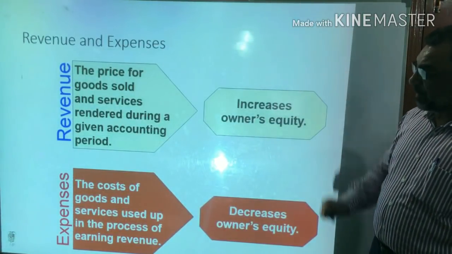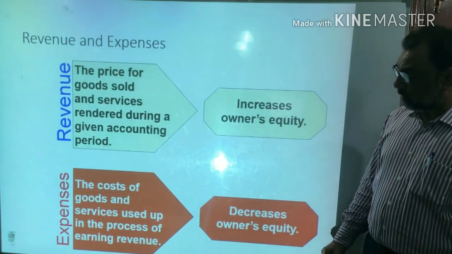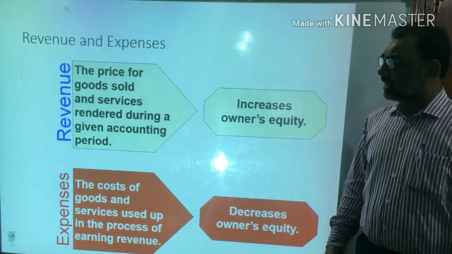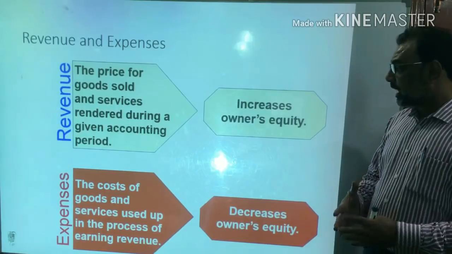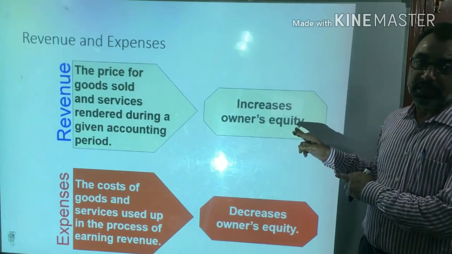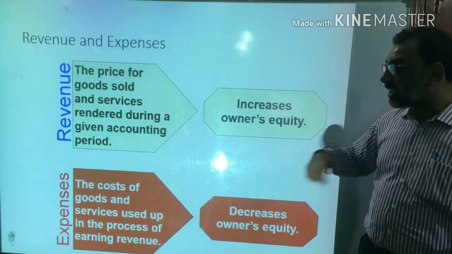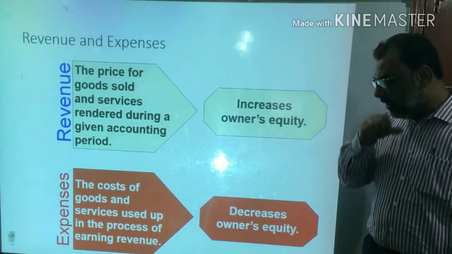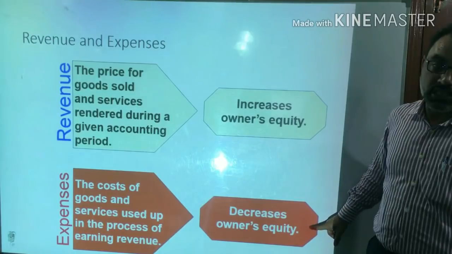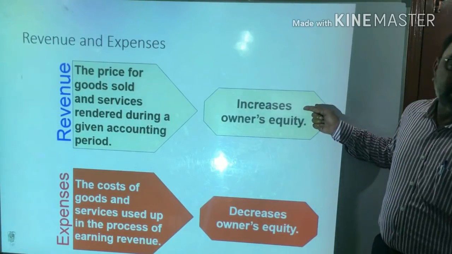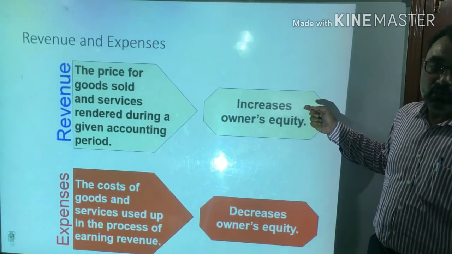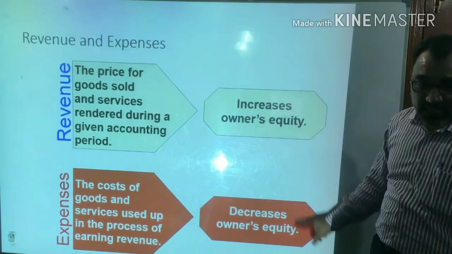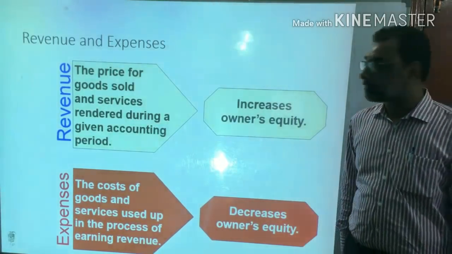Now, revenue and expenses: revenue is the price for goods sold and services rendered during a given period of time, and that increases owner's equity. On the other hand, expenses are the cost of goods and services used up in the process of earning revenue, and that decreases owner's equity. So one thing increases owner's equity, that is revenue, the other thing decreases owner's equity, that is expenses, and the difference is called net income.